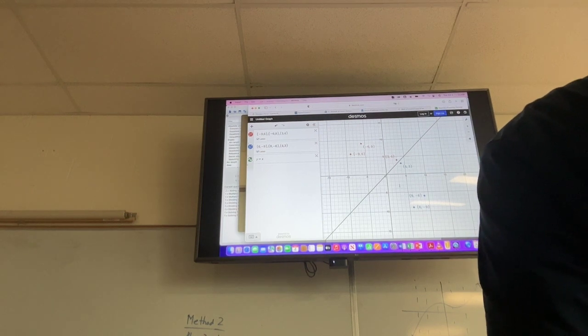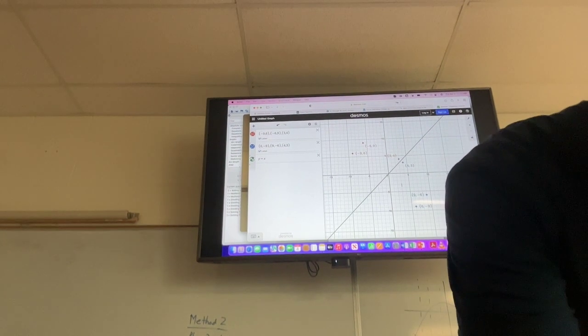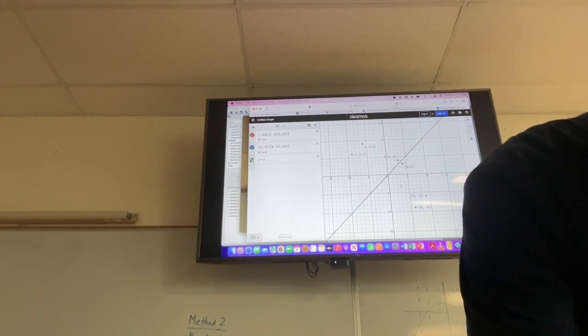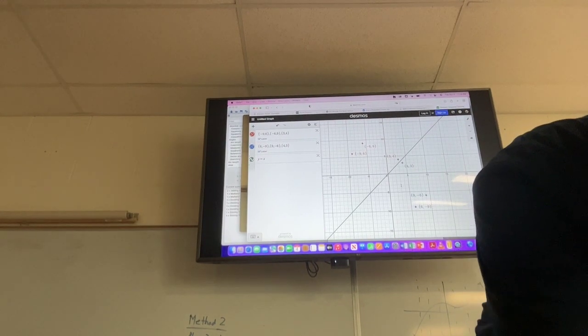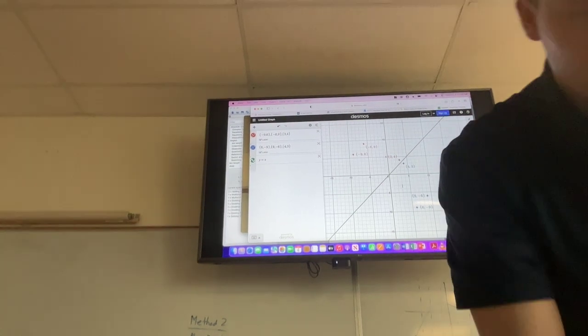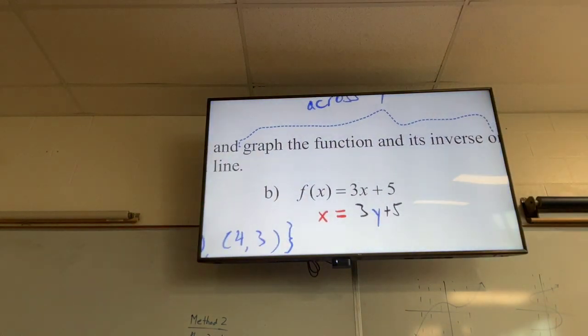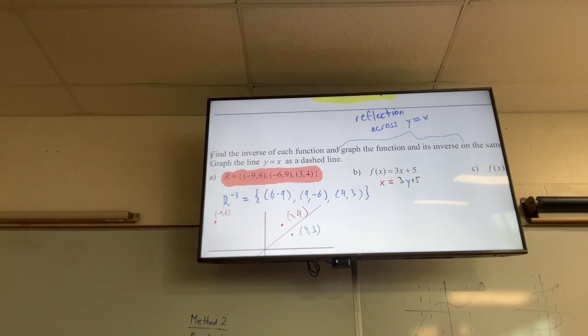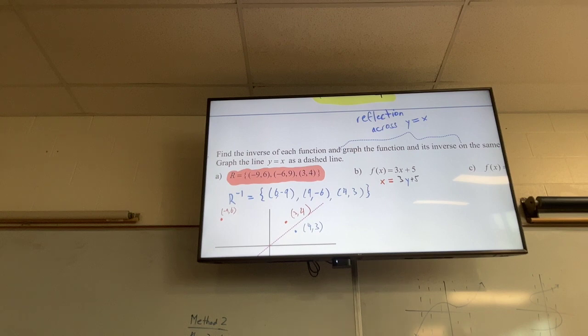Okay, so we can do the same thing with 3x plus 5, right? Let's find the inverse real quick. We get x equals 3y. Okay, so let's find the inverse of that function real quick.